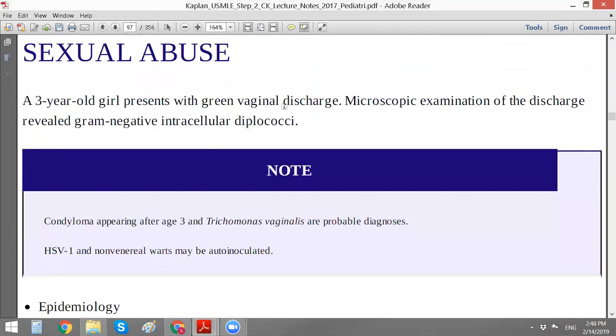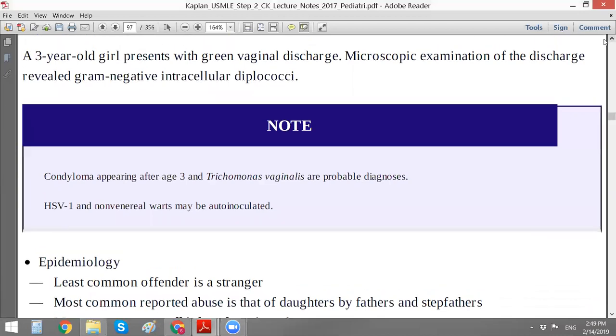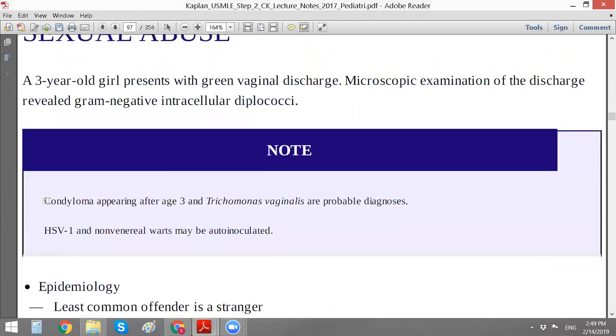Sexual abuse. A 3-year-old child presents with green vaginal discharge. Microscopic examination of the discharge revealed gram-negative intracellular diplococci. This is trichomonas. No, I think this is gonorrhea. Intracellular. Condyloma appearing after age 3 and trichomonas vaginalis, but green vaginal discharge will be in trichomonas, I think. But it's a flagellated organism. I don't know. Condyloma appearing after age 3 and trichomonas are probable diagnoses.